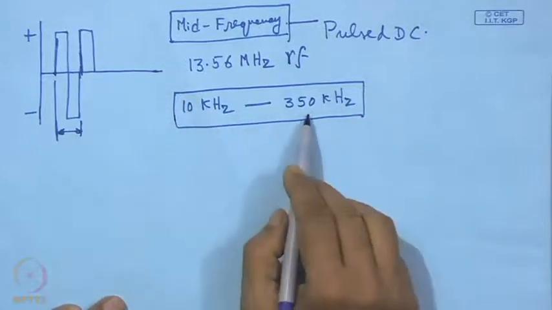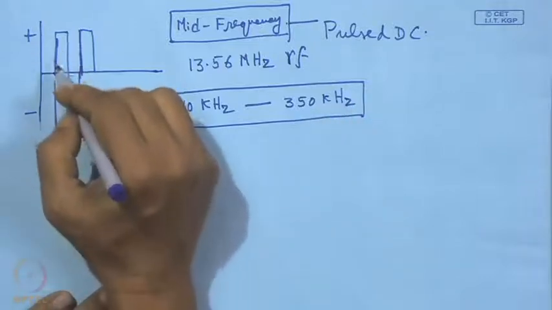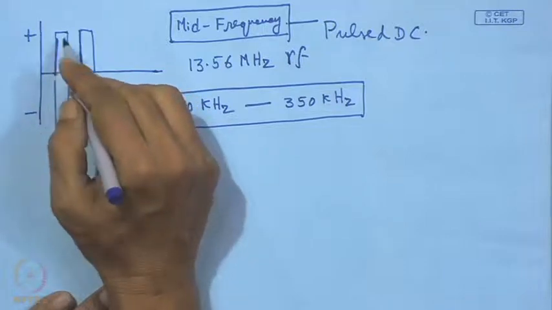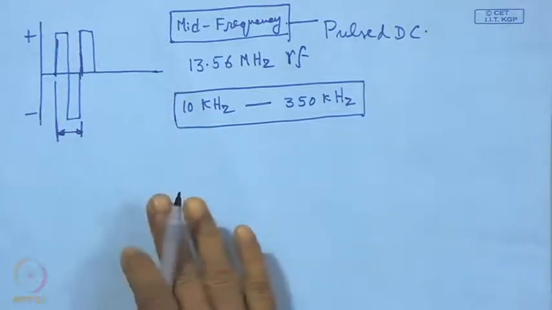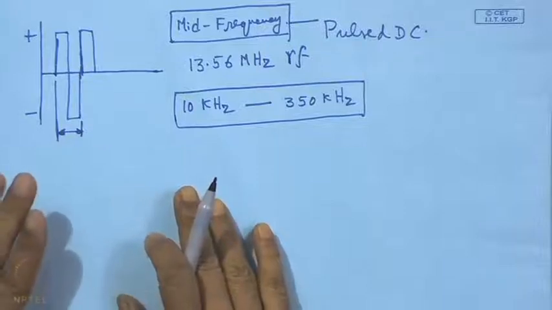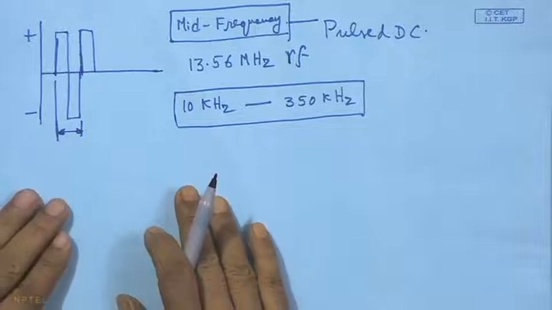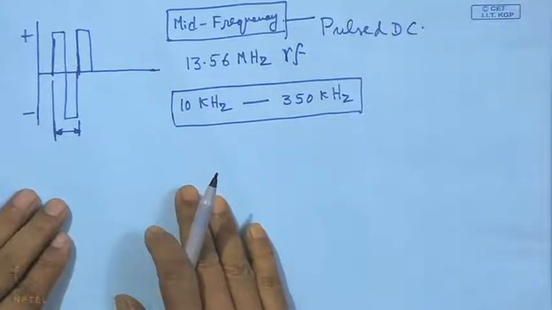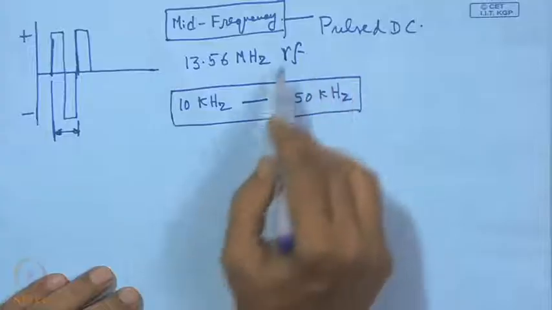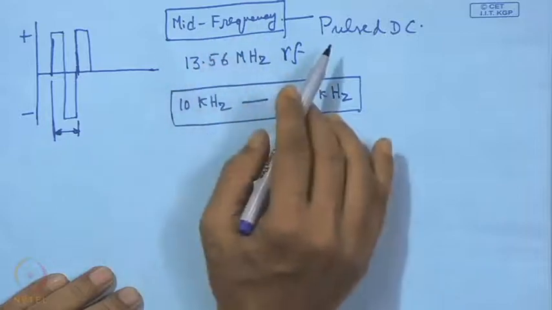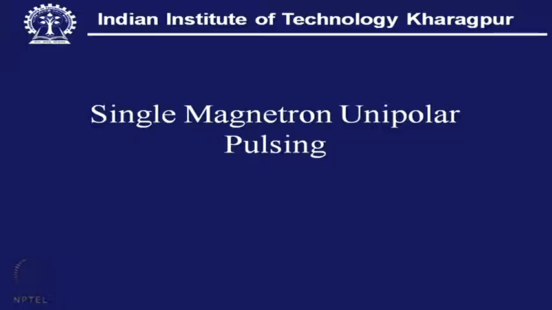So, 10 kilohertz to 350 kilohertz, and here one can change the pulse width and also the magnitude of the pulse. So, there are a lot of variations possible with such an option in the power supply, and this can be one of the areas of interest for those interested in sputtering technology, and it is being used as one of the alternatives to RF sputtering. Now, in this mid frequency pulse DC, what can we do? We have a lot of options: single magnetron unipolar pulsing.